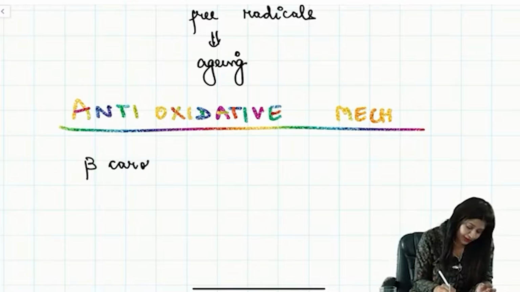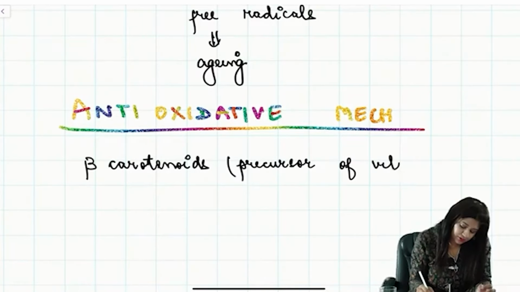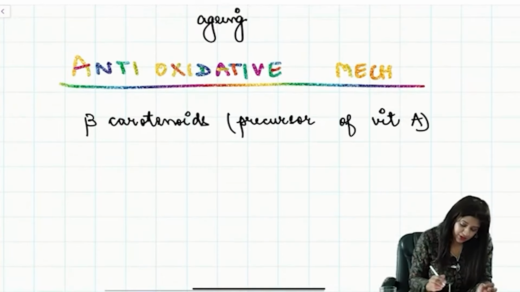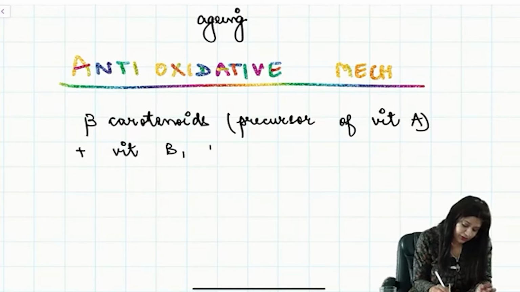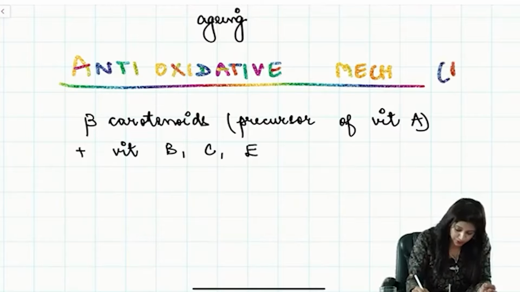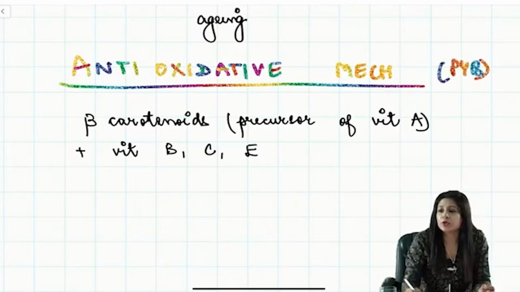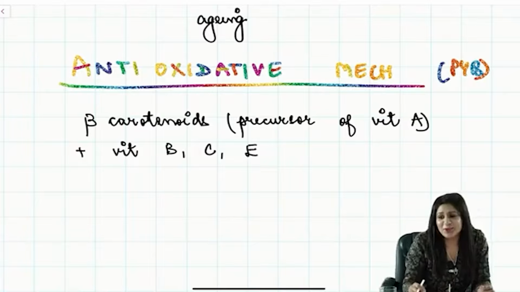So in this antioxidative mechanism, it consists of the beta carotenoids, which are the precursor of which vitamin? Vitamin A, yes. And साथ में we have vitamin B, vitamin C and vitamin E. Antioxidative mechanism is also a PYQ. PYQ क्या होता है? Previous year question.